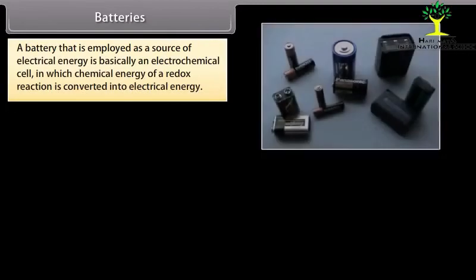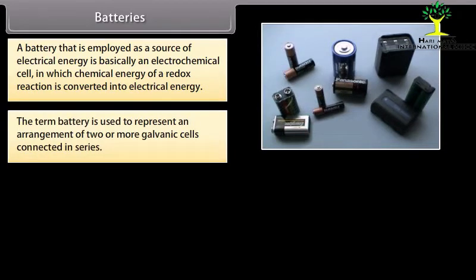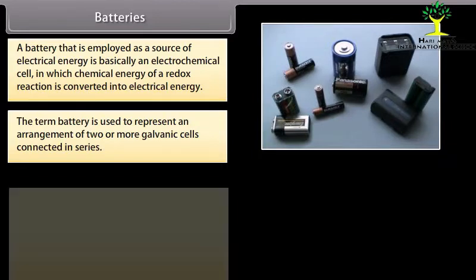Batteries. A battery that is employed as a source of electrical energy is basically an electrochemical cell, in which chemical energy of a redox reaction is converted into electrical energy. The term battery is used to represent an arrangement of 2 or more galvanic cells connected in series.